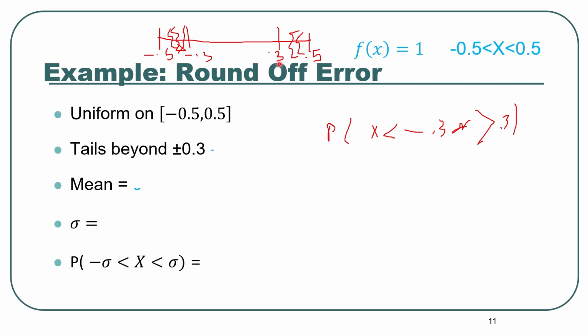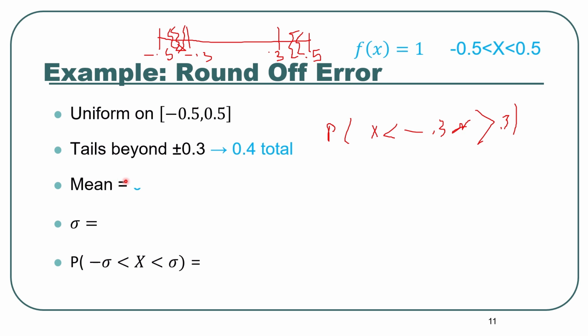And this is the probability to be inside these two limits from minus 0.3 to 0.3, which means the remaining area beyond 0.3 from either direction is going to be 1 minus 0.6, which is 0.4.